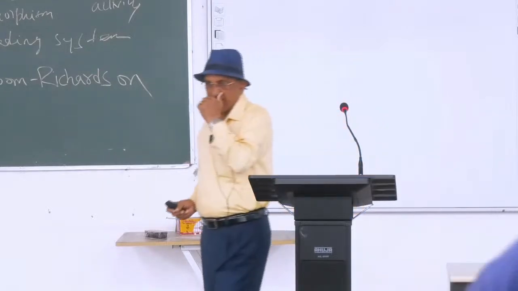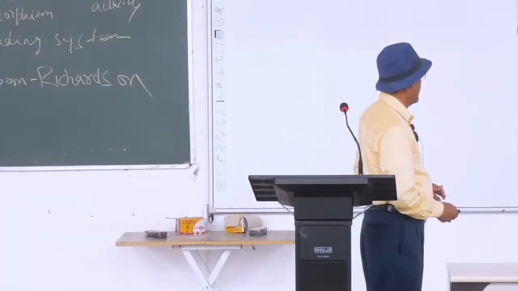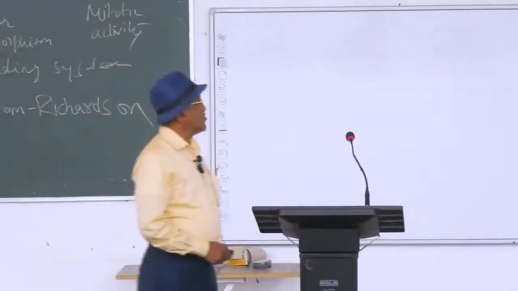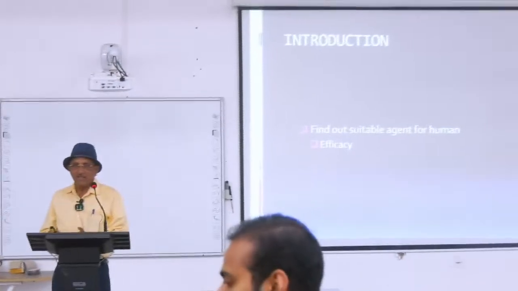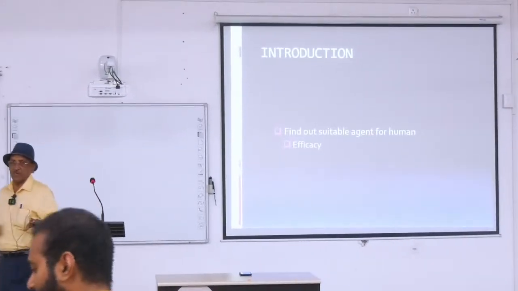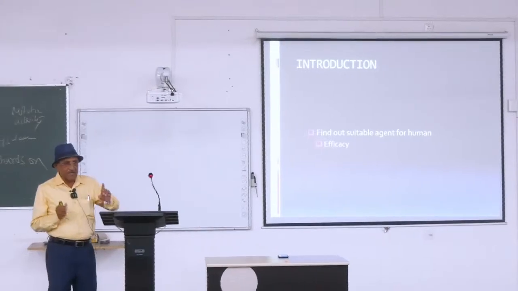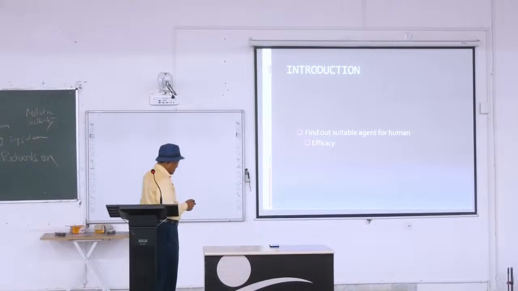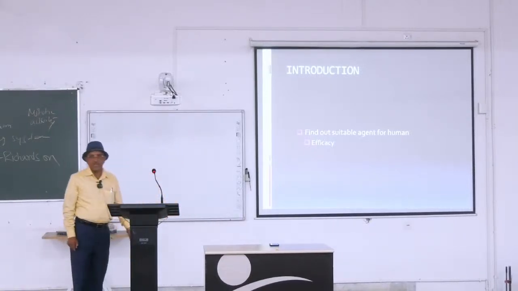Now coming to this topic, that is the experimental pharmacology. Now what do you mean by experimental pharmacology? What do we mean by experimental pharmacology? It means the depiction or demonstration of the effect of some drugs on animals. It is a vivid, real-type experiment. Why? To find out a suitable agent for a human being.